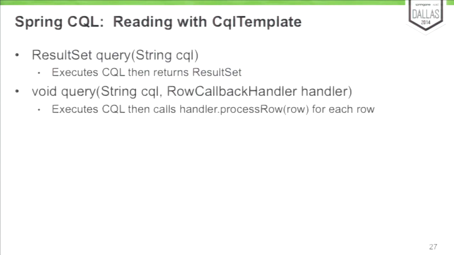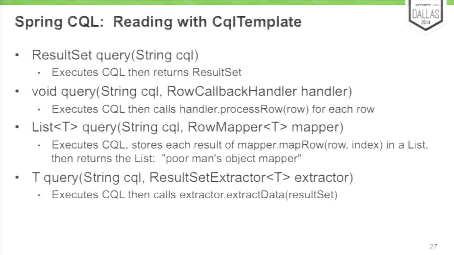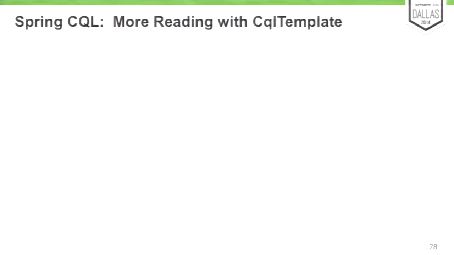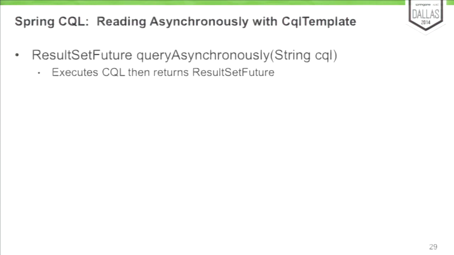Let's see. So some of the highlights, you can query, just give a single string, it will return the DataStax result set. You can query with a row callback handler. So basically, go back to some of the earliest parts of the Spring framework, which is Spring JDBC. All of those concepts are here. So I won't bother going through all that. I can show you how one works in the wild.